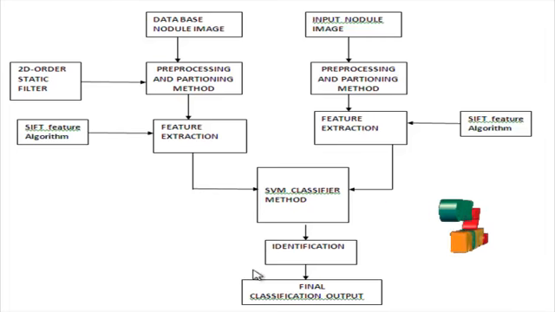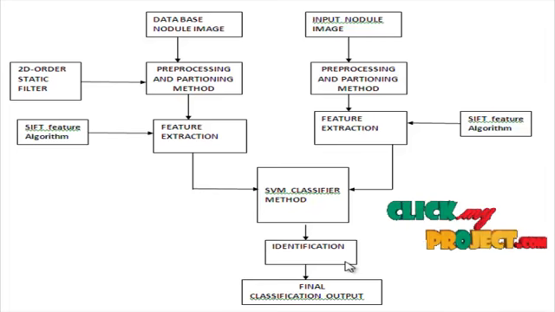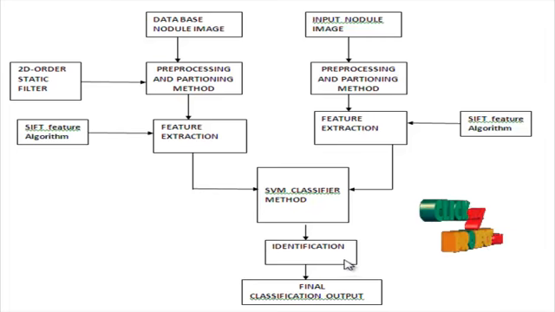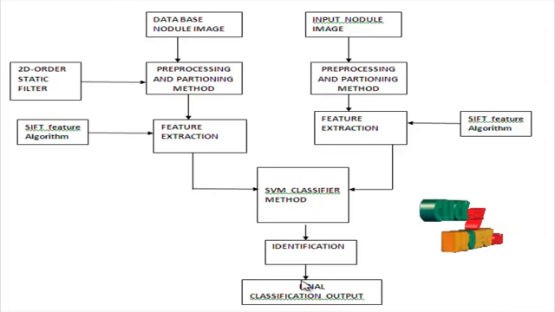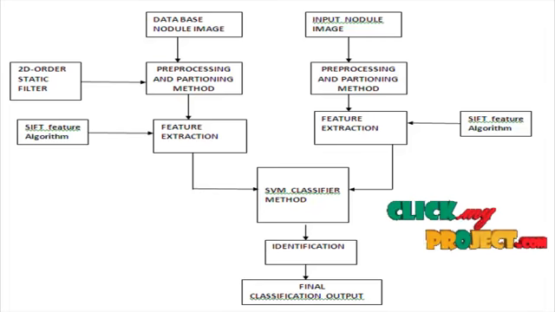Then go to the identification process, which identifies the type of nodule. Then finally classify the output. The lung nodule is any of four types, and one type is selected. Final output.